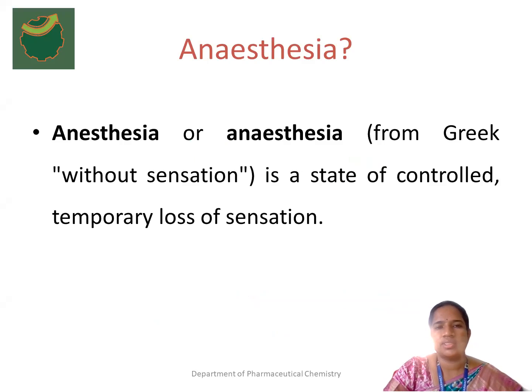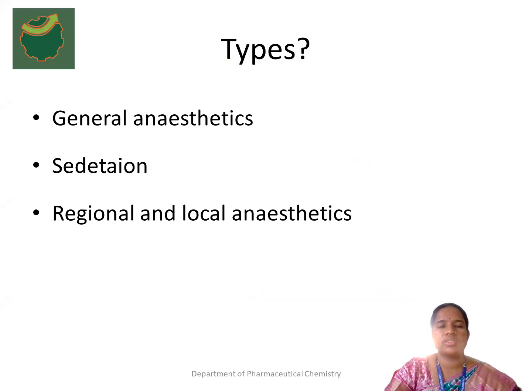Okay, so here the spelling can vary. The difference is only the letter A, so it can be of any spelling, right? Here we have different types of anesthesia. The first one is general anesthetics, the second one is sedation, and the third one is regional and local anesthetics, right? First we will go into detail about what general anesthetics are, what is meant by sedation, and what is meant by regional and local anesthetics.